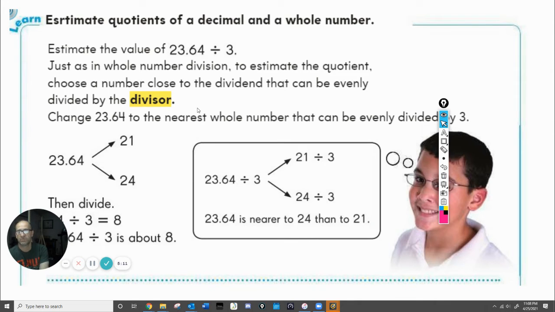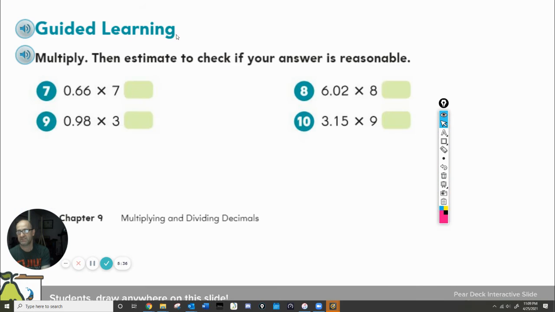Division is going to work the same way, except you are going to want to find those compatible numbers. You're not always going to necessarily want to go to the nearest whole number to divide, but you want to go and divide by whole numbers that work. So you can go and read this. It says, just as in whole number division, to estimate the quotient, choose a number close to the dividend. The dividend is the big number you're chopping up that can be evenly divided by the divisor.